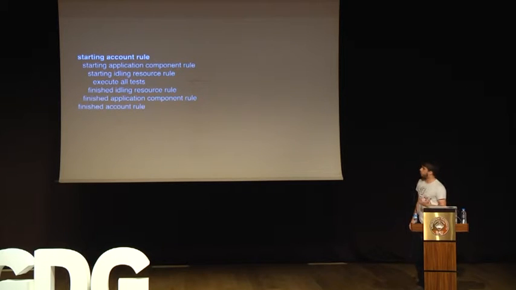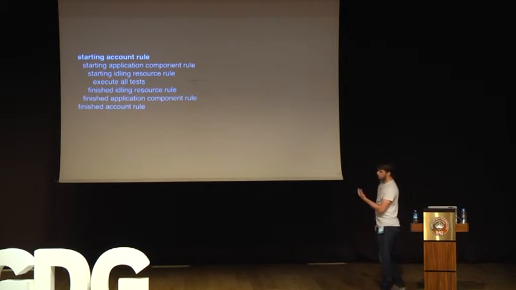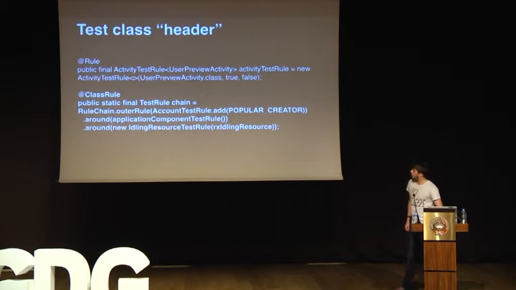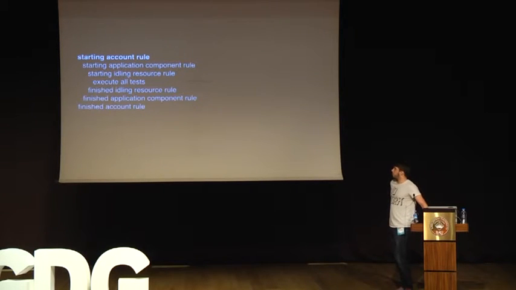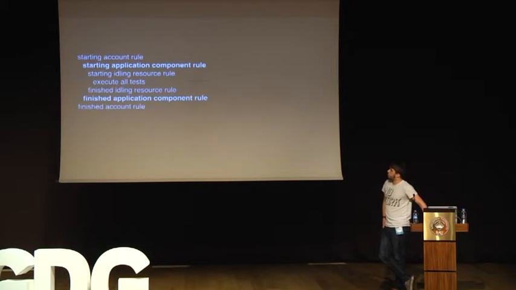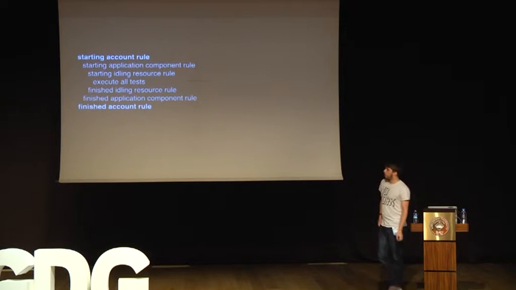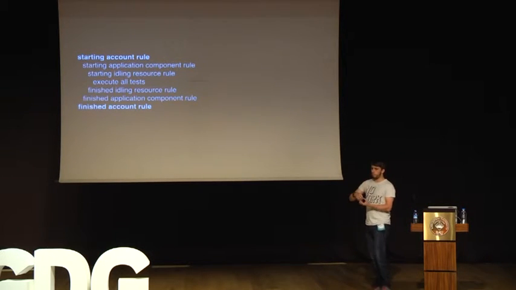So just to be sure that we understand how rules work. In the previous example, the outer rule is the account test rule, so it's the first one that is going to execute. Then we have the application component rule, then the idling resource rule, then it executes all of our test suite, and then finishes the idling resource rule, finishes the application component rule, and finishes the account rule. So it's kind of, you know, these Russian dolls.